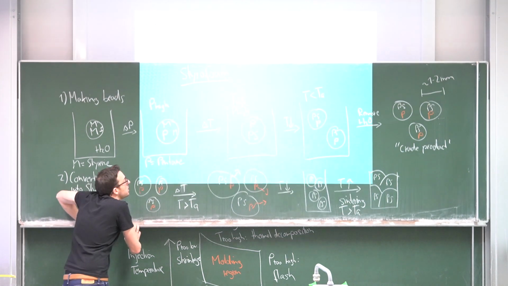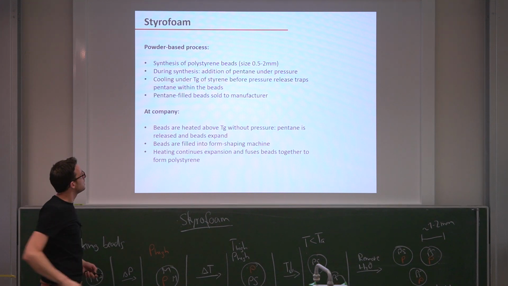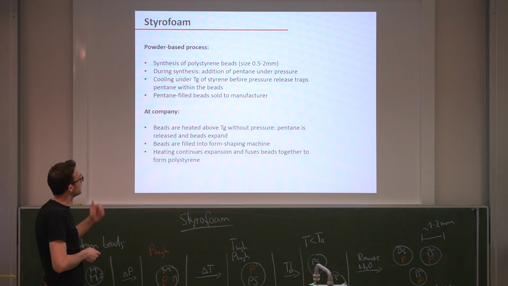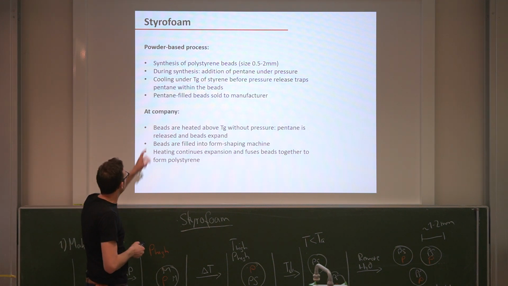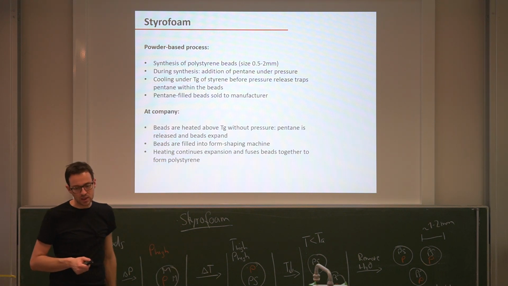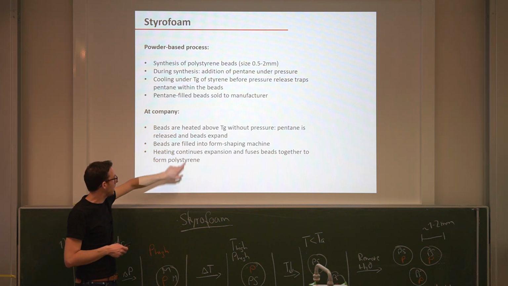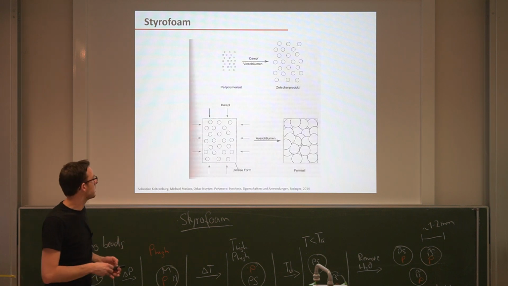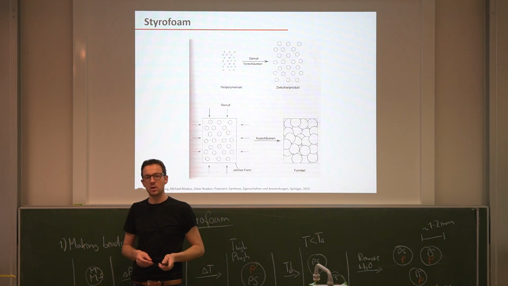Right. Here you see this again. So same thing, we synthesize our particles, we add pentane under pressure, we then cool down to trap the pentane, and then we have these pentane-filled beads that we sell, and then we expand again, and we fill them in a shape, and then we fuse them together to form polystyrene. And here you see this again, and this is at the end of the day how the polystyrene looks like.